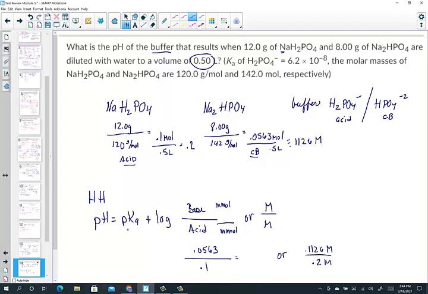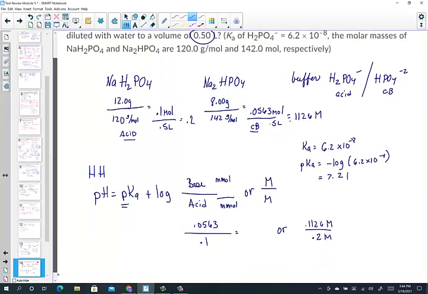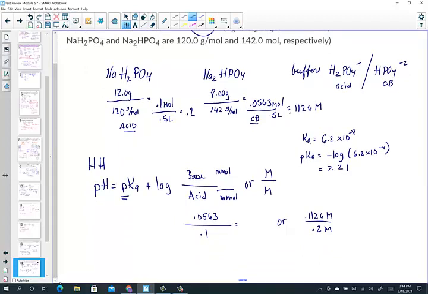We need something called the pKa to calculate. What were we given? We were given Ka, 6.2 times 10 to the negative 8th. So the pKa is the negative log of that. And when we convert there, my screen reads 7.21. I think we have what we need to find pH.